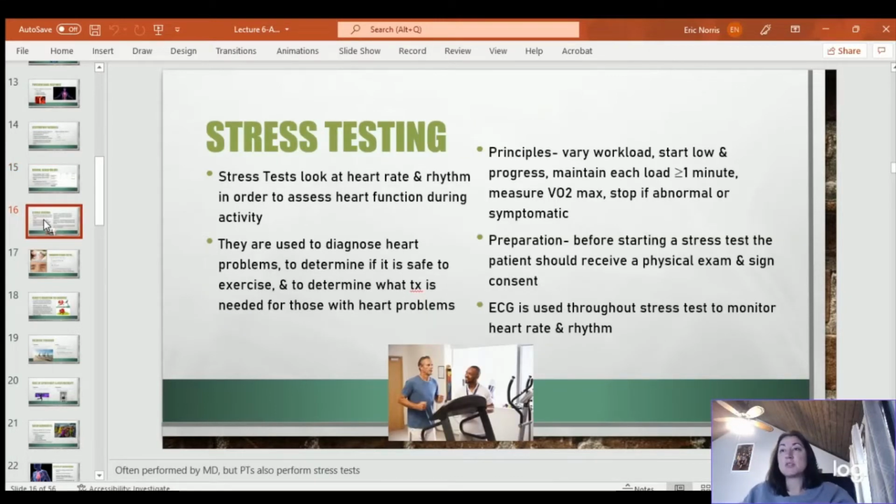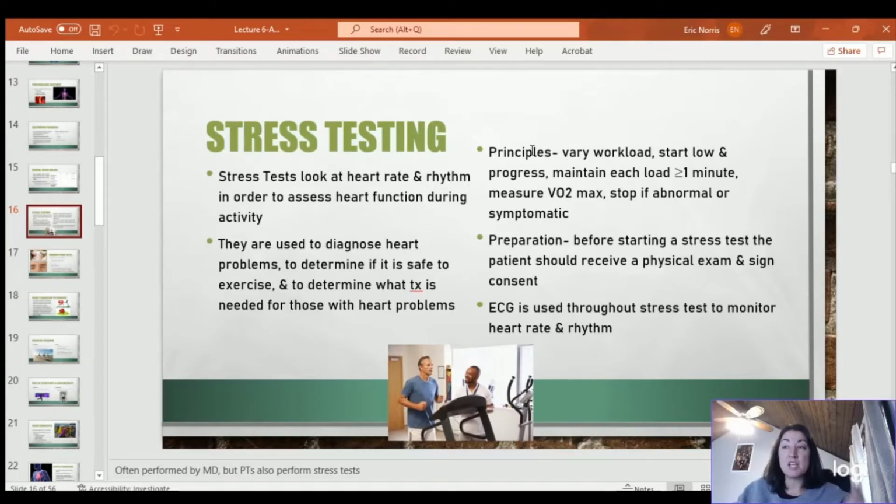Stress testing. So stress testing is done to look at your heart rate and rhythm in order to assess your heart's function during activity. So typically people will walk on the treadmill. They'll have some leads connected to them and someone will be watching their heart rate and the heart rhythm and seeing how it changes with increased activity. They use this to diagnose heart problems and to determine if it's safe to exercise. They also use it to see what type of treatment is needed and what type of parameters to use as you're treating a patient with heart problems.